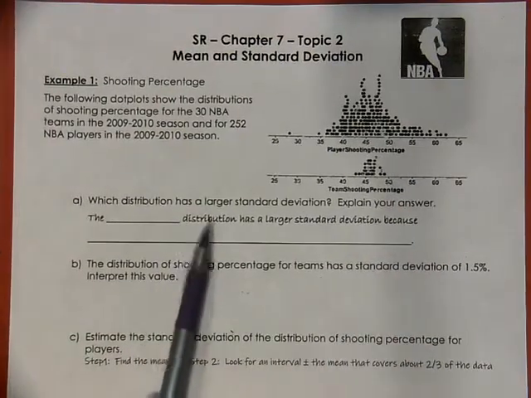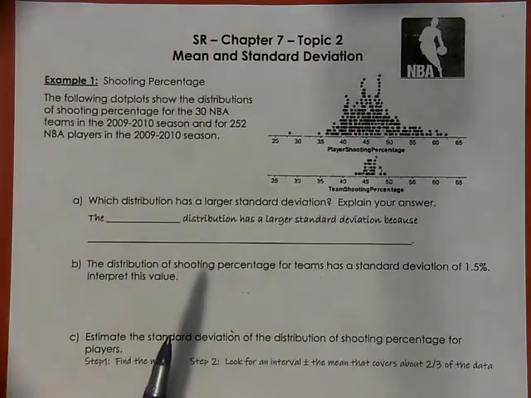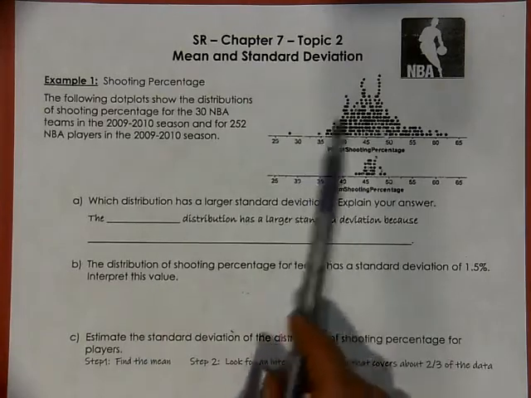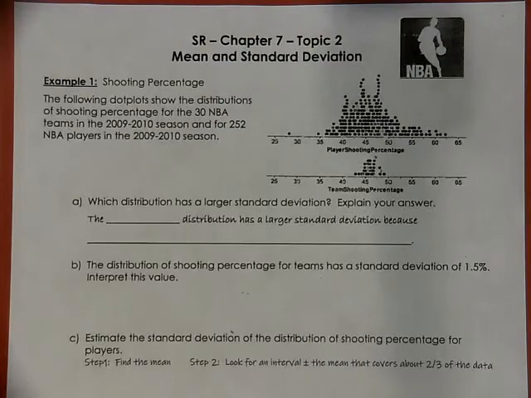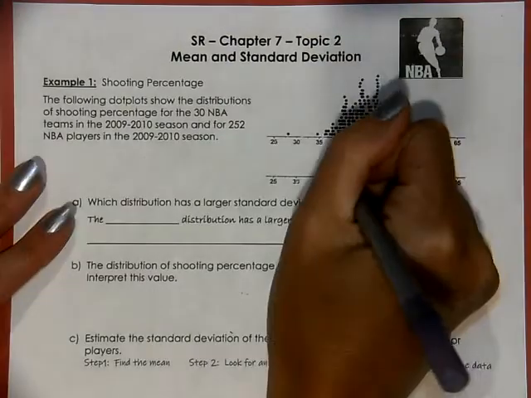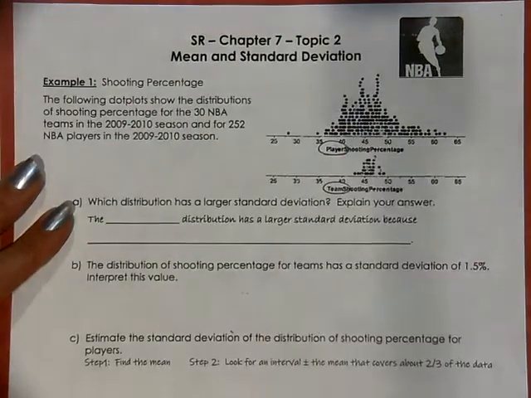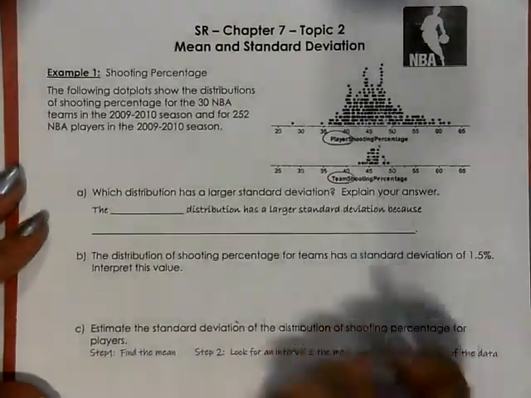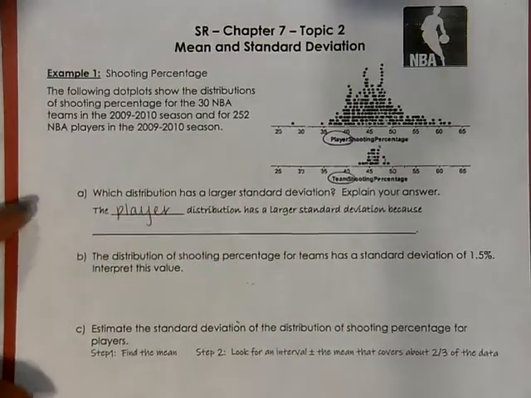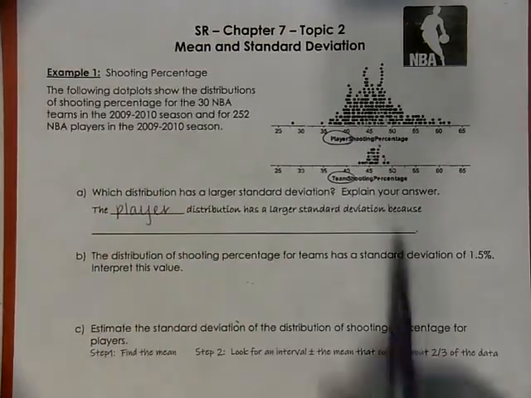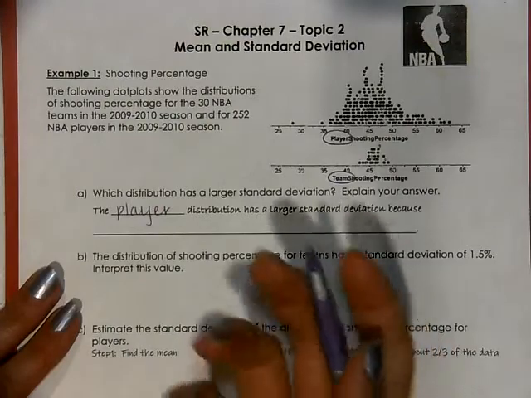So which distribution has a larger standard deviation? Just by looking at these two dot plots, which distribution do you think has a larger standard deviation? The player or the team? So hopefully you said the player distribution has a larger standard deviation because the data is much more spread out.